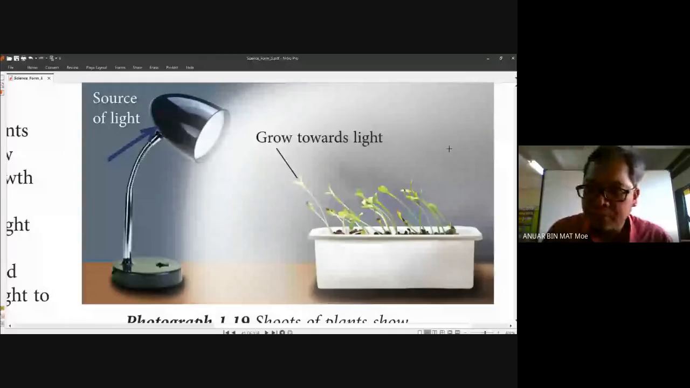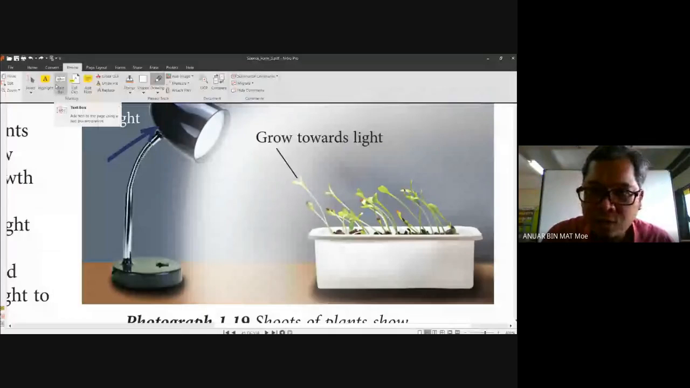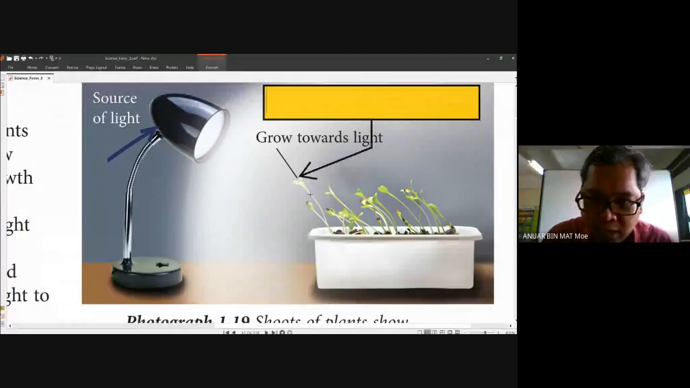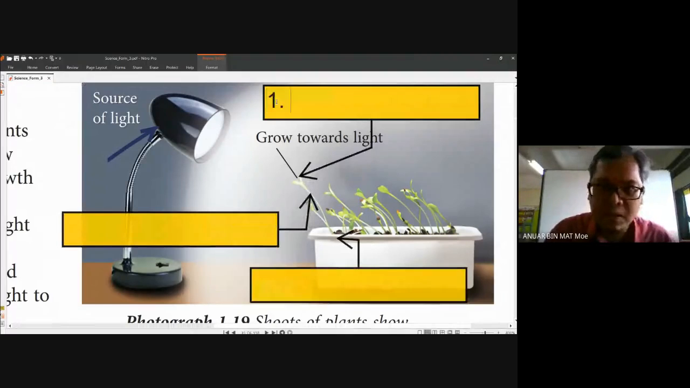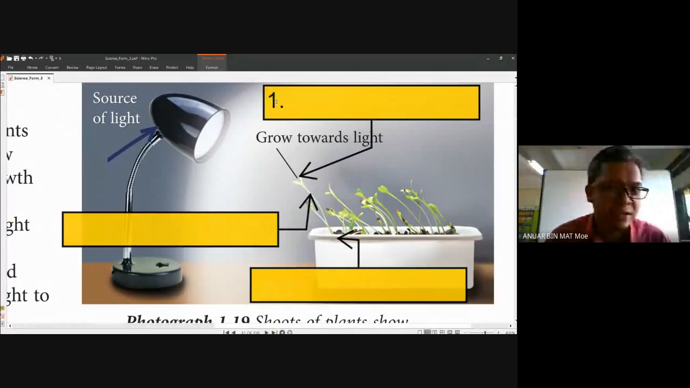Okay, how many parts of plant? Anybody? There are 3 parts of plant, right? This one, number 1. Sorry, I use this function lah. Okay, there are 3 parts of plant. This one, wow, very big. And then this one, and then another one is under the soil. Okay, can you give me number 1? What is this part of the plant? Can you see it? Anybody? What are the parts? Number 1. Anybody?